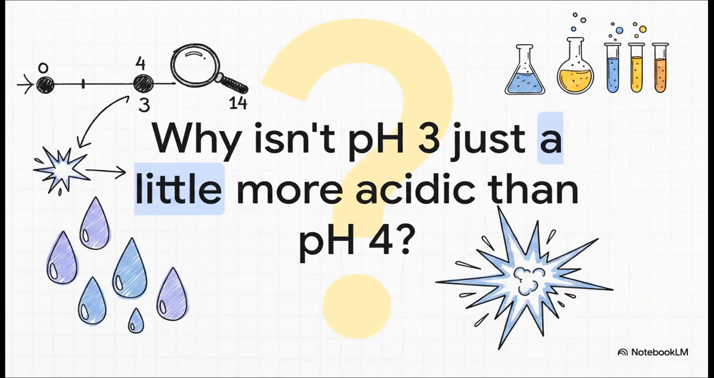Okay, let's just dive right into this with a bit of a mathematical mystery. It's one that completely trips people up when they first look at the traditional 0 to 14 pH scale. I mean, you see a simple number line, right? It's completely natural to just assume that moving from a pH of 4 down to a pH of 3 means the substance is just a tiny bit more acidic. But as we're going to see, that assumption couldn't be further from the truth.